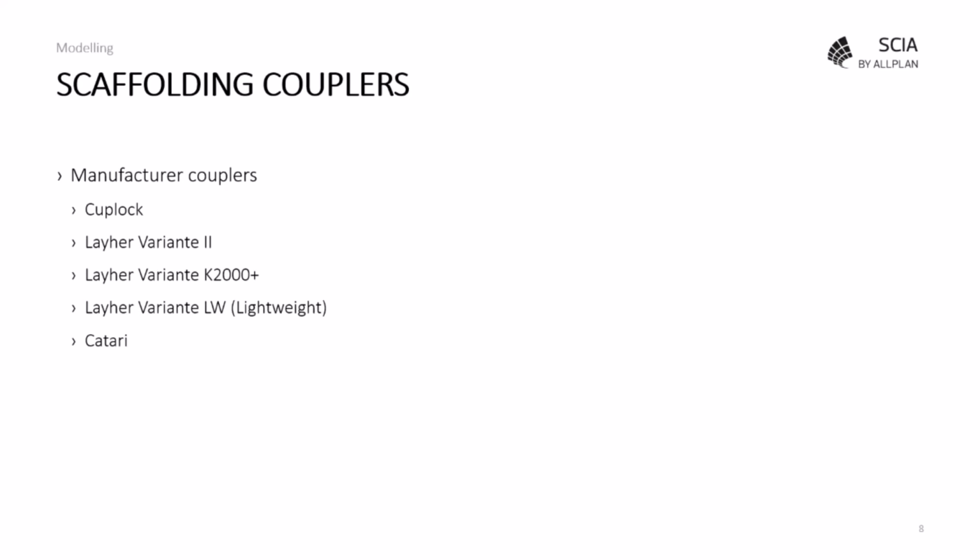After modeling the structure itself, everything will be connected rigidly by default. So if you want to apply certain stiffnesses or nonlinear behaviors, you need to define them, for example, with a hinge. And you can assign scaffold couplers to your hinges. In our library, we have some manufacturer couplers, such as Cuplock, Layher types, and the Kwikstage type, which is coming from the US market.